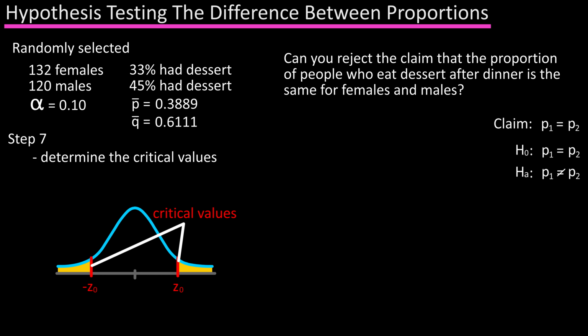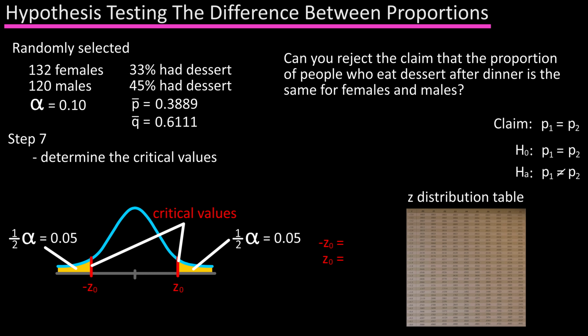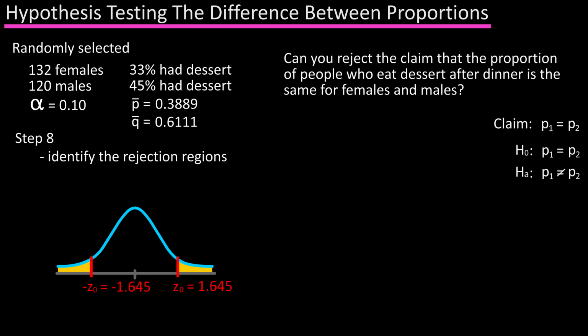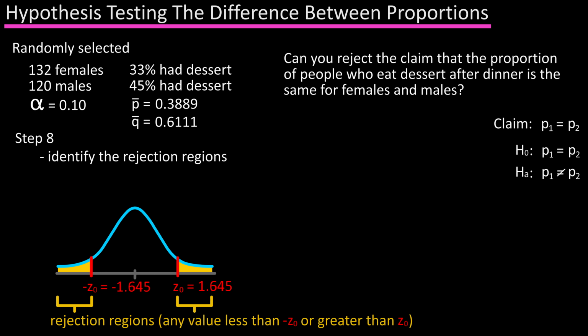Since the level of significance is alpha equals 0.10, and this is a two-tailed test, the rejection regions will equal 1/2 of alpha, which is 0.05. And in the z-distribution table, that value is negative 1.645 and positive 1.645. So those are our critical values. Step 8 is to identify the rejection region, which is any standardized test statistic value that falls in the shaded area. That is any value that is less than negative 1.645 or greater than positive 1.645.